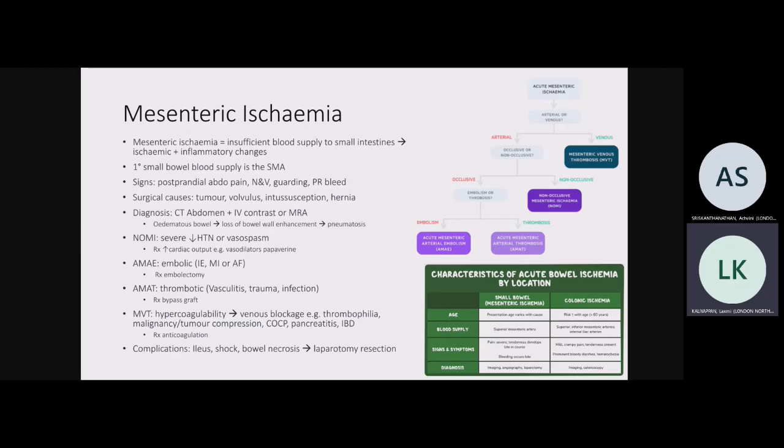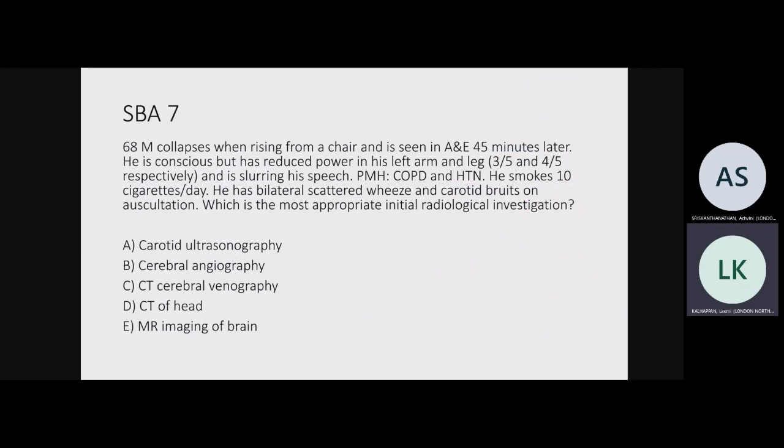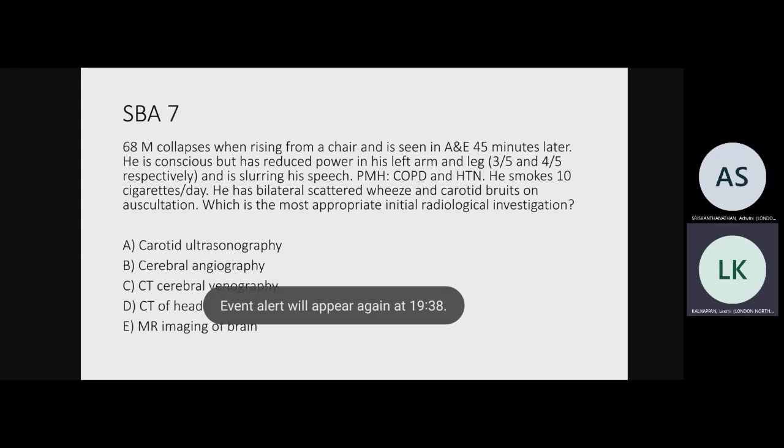So yeah. Moving on, a 68-year-old male collapses when rising from a chair and is seen in A&E. 45 minutes later, he's conscious, but he's got reduced power in his left arm and left leg. That's the power scores respectively. And there's slurring of his speech. Background is COPD and hypertension, smokes 10 cigarettes a day, has a bilateral scattered wheeze, and carotid bruit on auscultation. So what do you think the most appropriate initial radiological investigation would be for this patient? It's quite a tricky question.